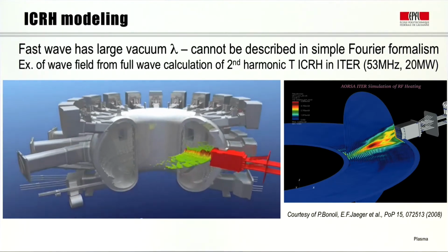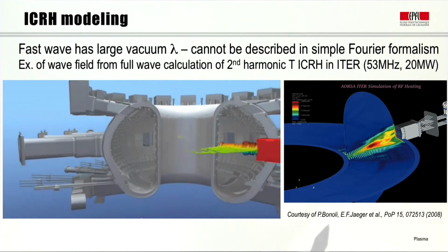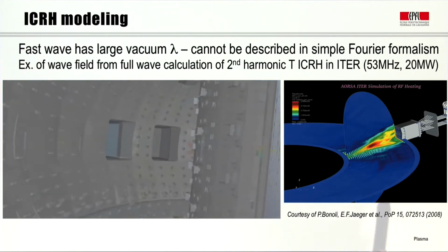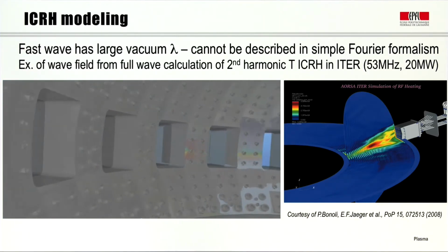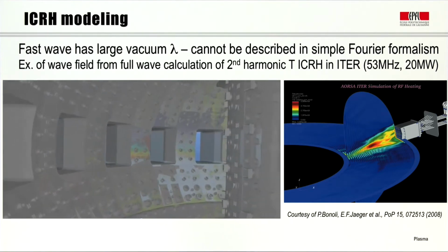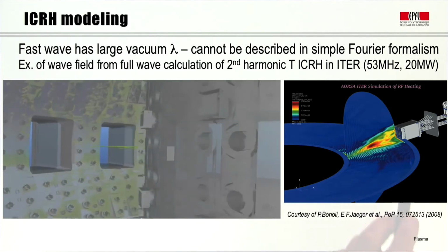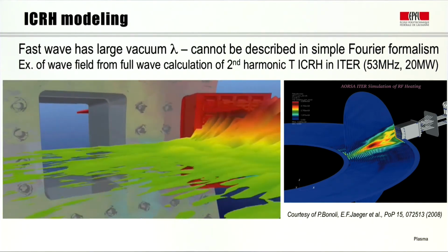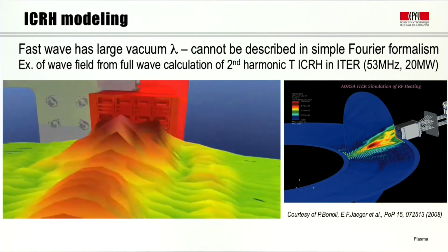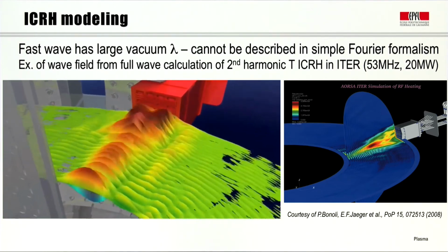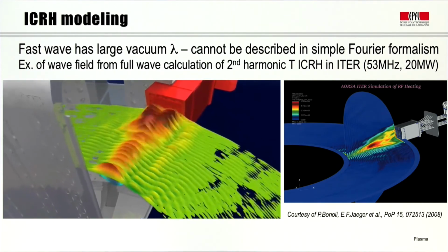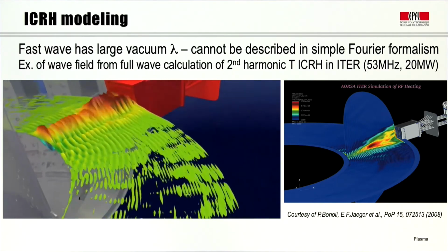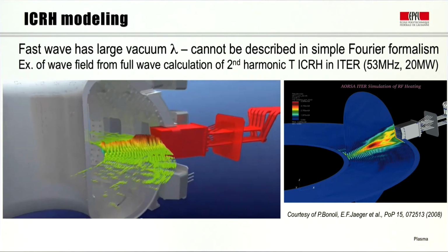And this is an example of such a calculation. On the right here you see just a still picture of the field produced by the antenna in ITER, in front of the antenna of ITER. And on the left you can see a movie that models the propagation and the evolution of the electric field in the ICRH heating of the ITER plasma.